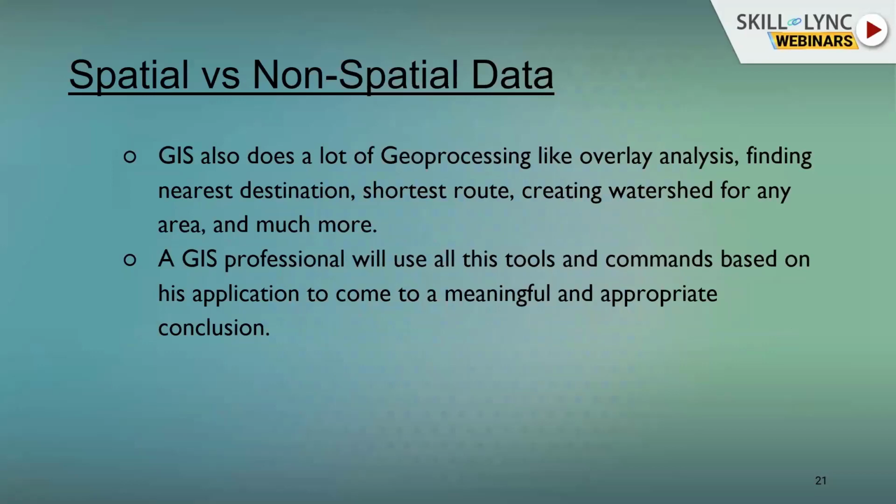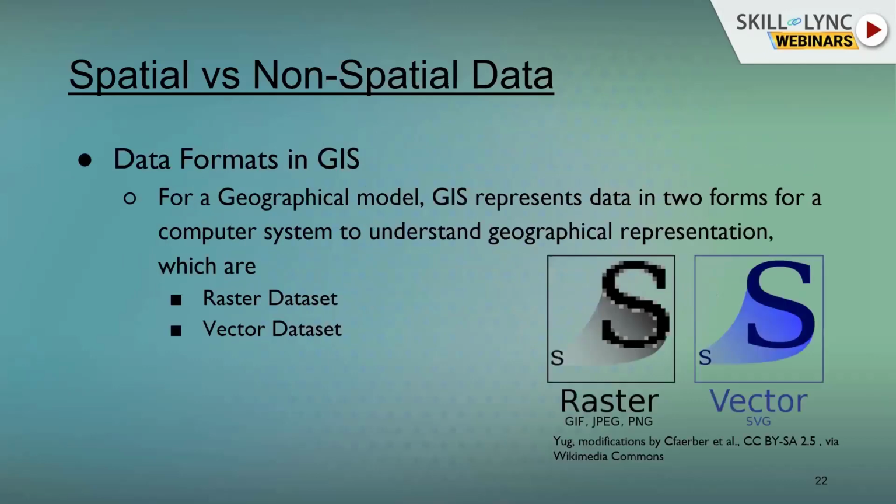Like I already mentioned, you can do some sort of geoprocessing analysis, like overlay analysis, finding the nearest destination, the shortest route, creating a watershed. Such applications are really meaningful to a layman or to a normal human being. The applications are immense: you can estimate the moisture of a soil, you can find out where a particular mineral is. But because you guys are very new to the GIS field or the geospatial field, I am only giving you a few examples which are very easy to learn and very easy to remember. Okay, so let's discuss this.